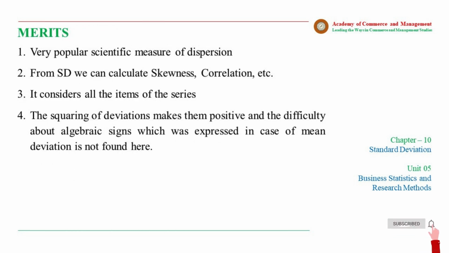Now, we are going to see the merits of standard deviation. First one is, standard deviation is a very popular and scientific measure of dispersion. Second merit is, from standard deviation, we can calculate skewness, correlation, and the like. Third one is, standard deviation considers all the items of the series. And the last merit is, the squaring of deviations makes them positive, and the difficulty about algebraic signs which was experienced in the case of mean deviation is not found here.